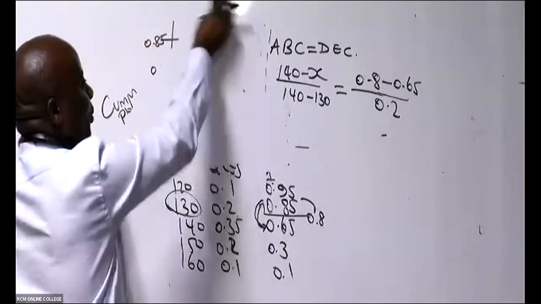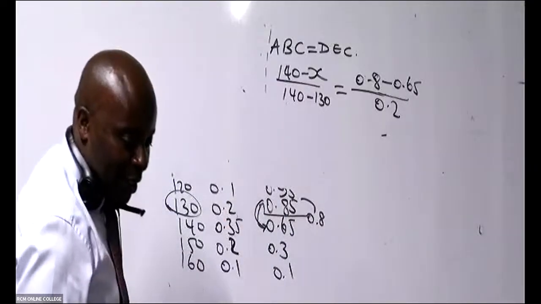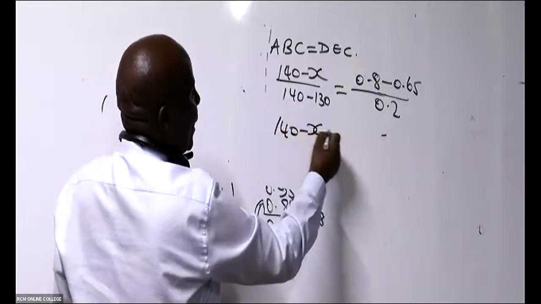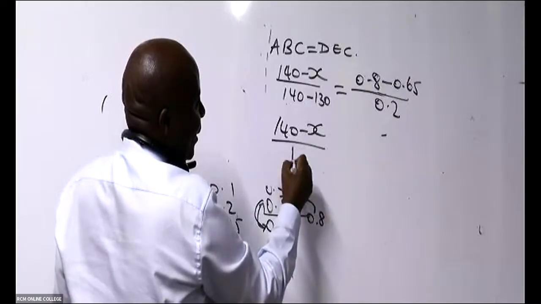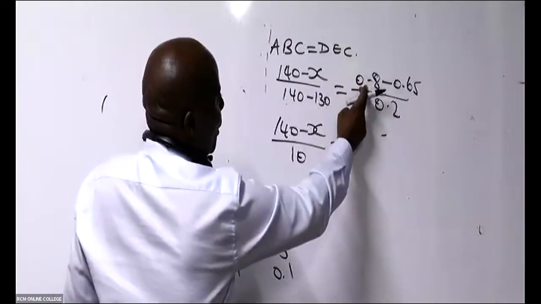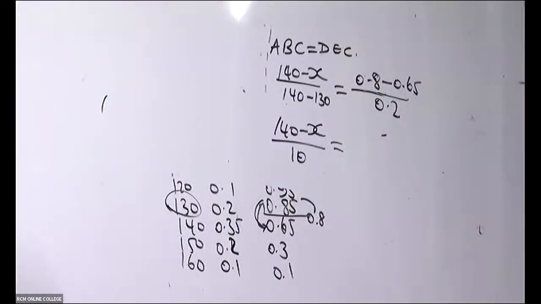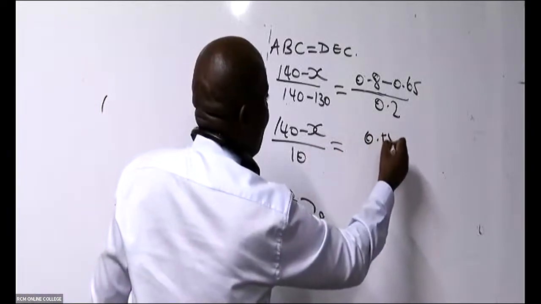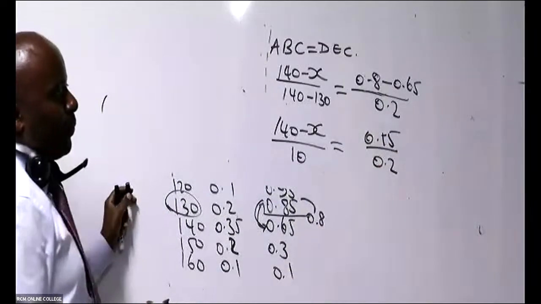Let's make x the subject of the formula. So this one here will be 140 minus x, isn't it? 140 minus 130 gives me what figure, somebody here? 10. Equals, what is 0.8 minus 0.65? 0.15, right? So this gives us 0.15 all over what here, somebody? 0.2.